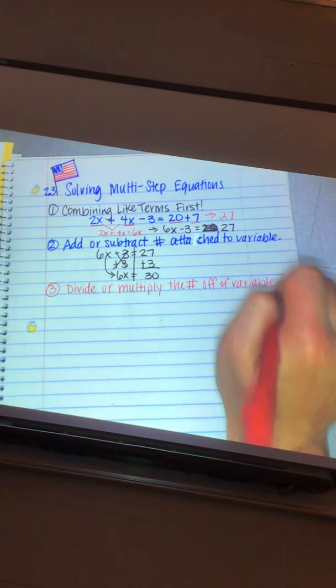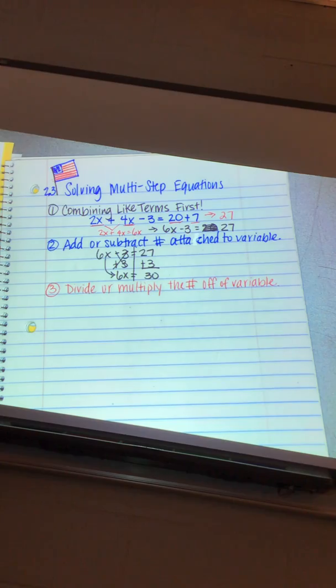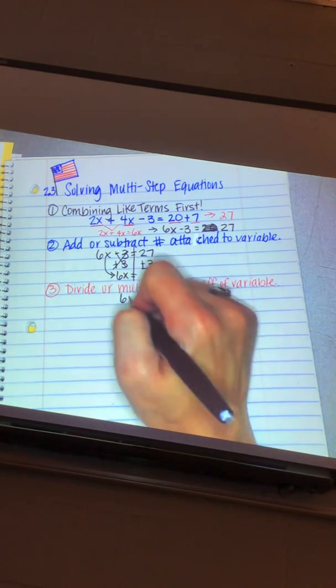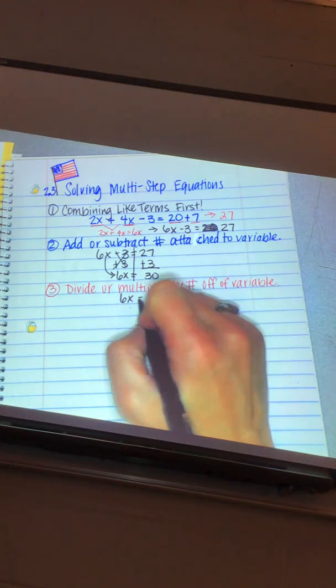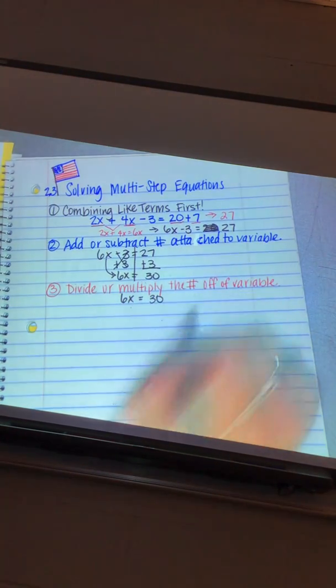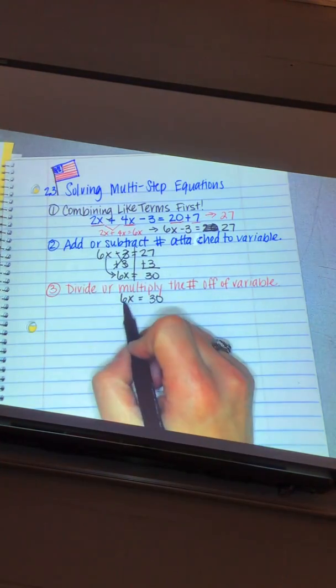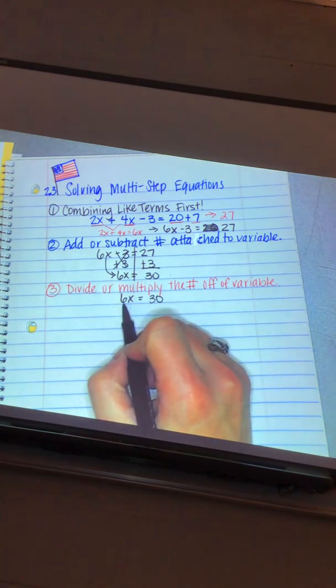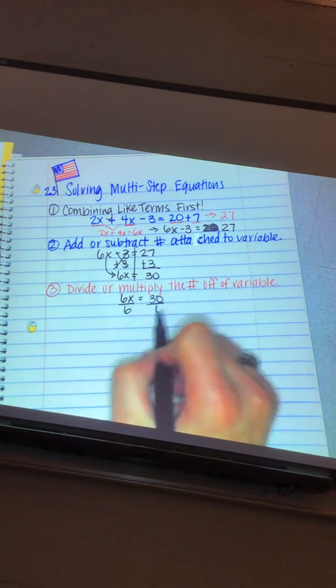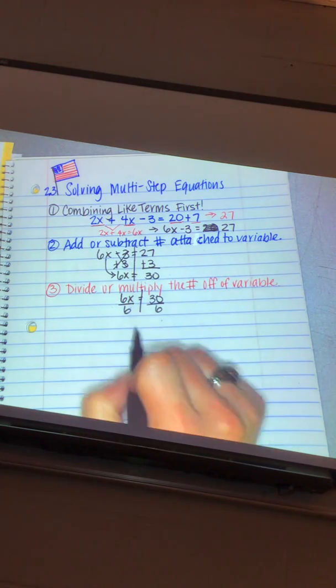Okay? And remember, it has to be done to both sides. So here in our equation that we started with, we have 6x equals 30. That's what we have left. So we have multiplication, that's the 6 on the x. We're going to divide that off to get that 6 off of the x, so our x can be by itself.